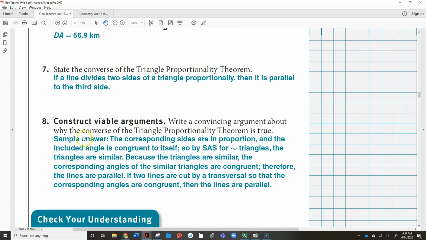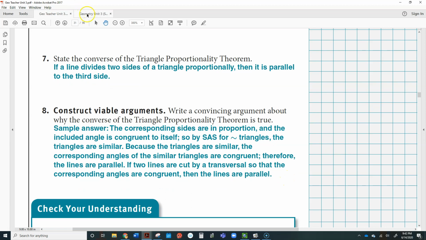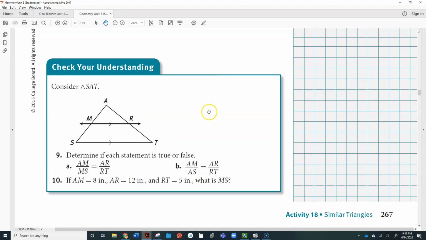Construct a viable argument. So here's an example. The corresponding sides are in proportion, and the included angle is congruent to itself. So by side-angle-side, the triangles are similar. Because they're similar, the corresponding angles are congruent, and that gives you the lines are parallel. Okay, so there you have it. Convincing argument.